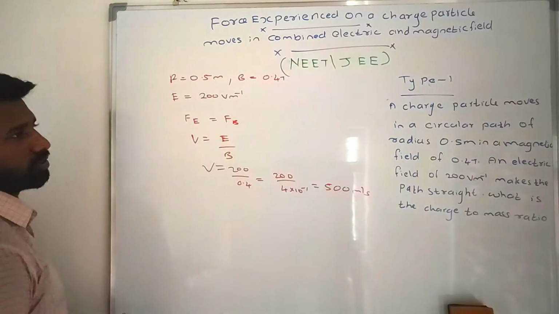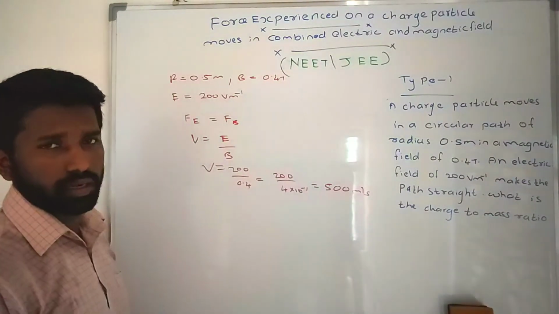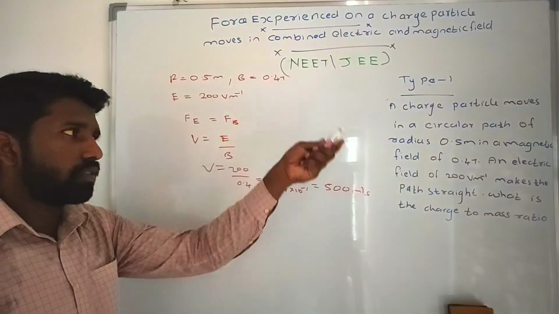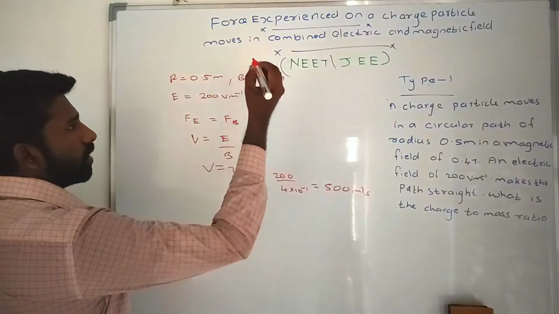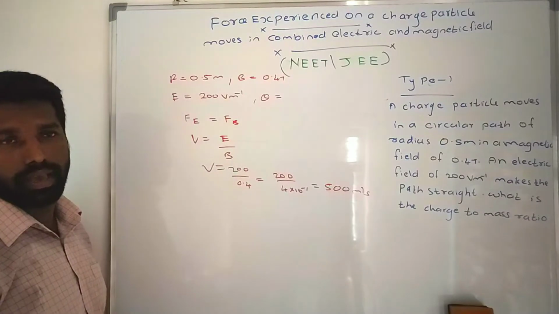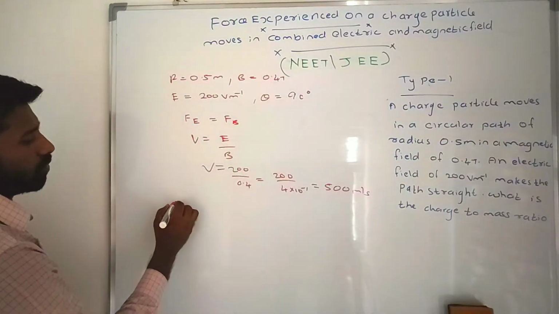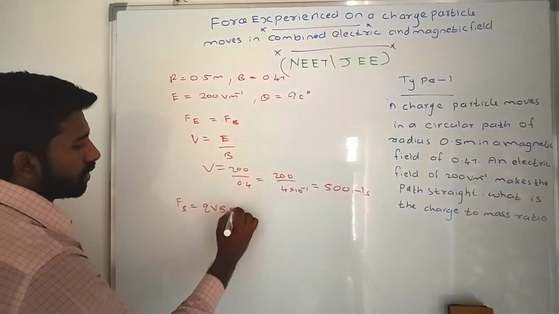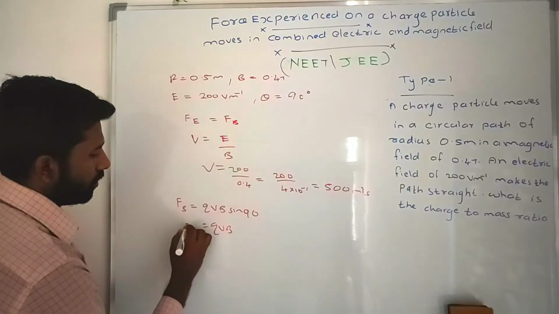Then we will find the q by m ratio. The charged particle moves in a magnetic field, so the path will become circular. Theta means the angle between velocity and magnetic field, which is 90 degrees. So the magnetic force is equal to qvB sin theta. Sin theta becomes 1 for 90 degrees, so it is qvB.